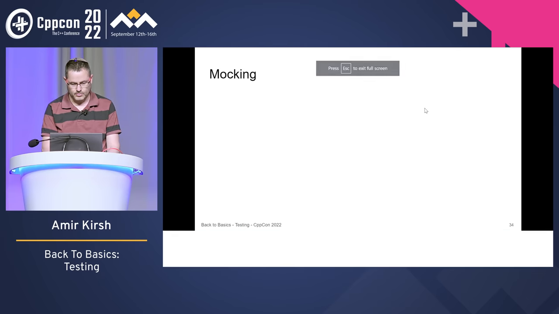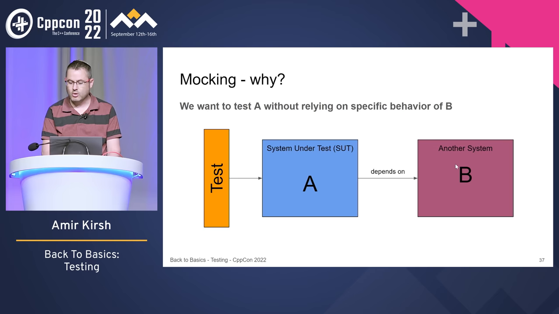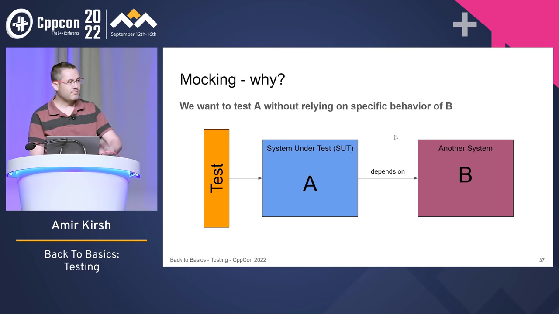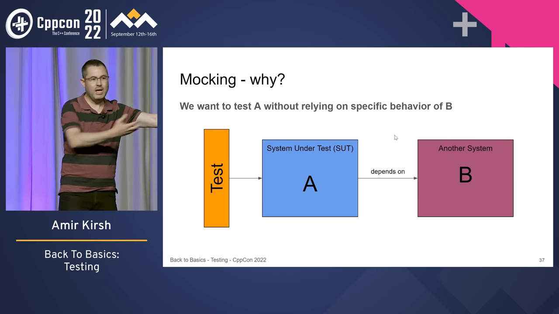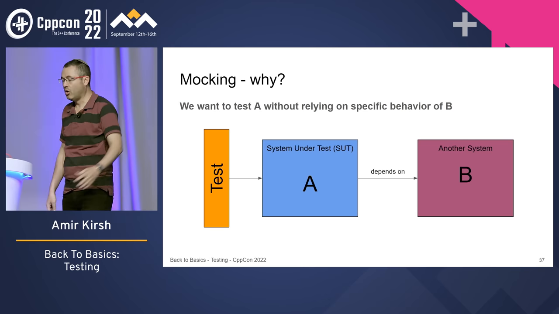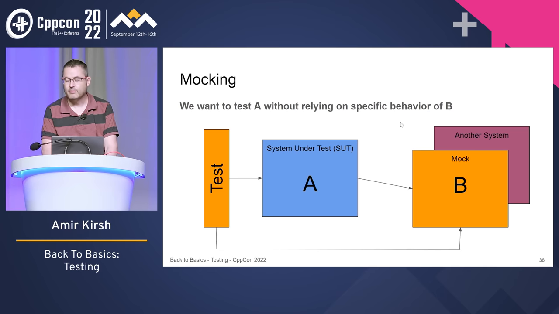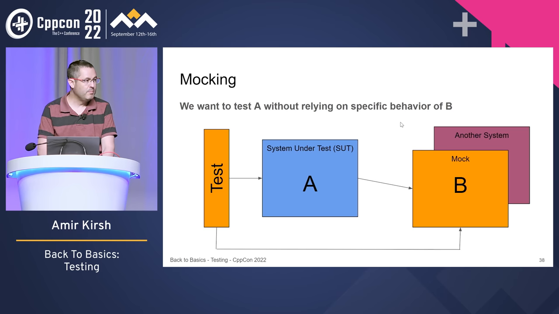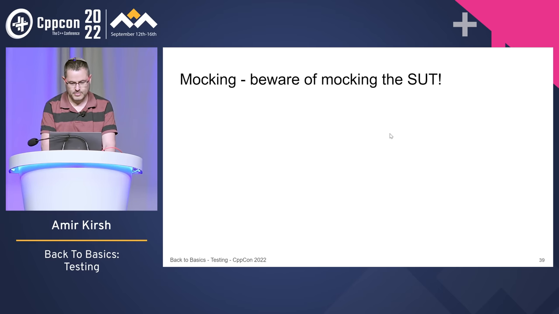Okay, mocking. Why? Because we want to test A without relying on a specific behavior of B. B is another component. It's for the other team. They write a lot of bugs. If I would check with them, it would not work. Or maybe they didn't finish B yet. So I want to replace B with a mock of B. And I know how the mock of B would behave because I'm writing the mock. So I just want to check A.